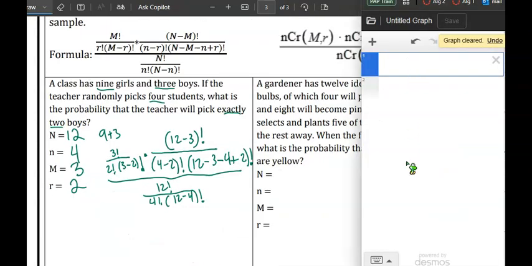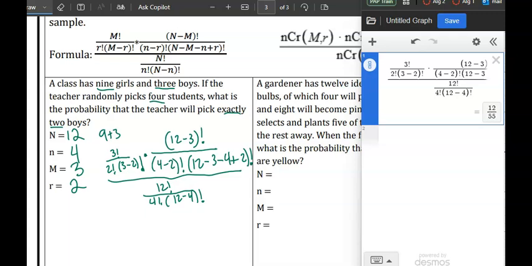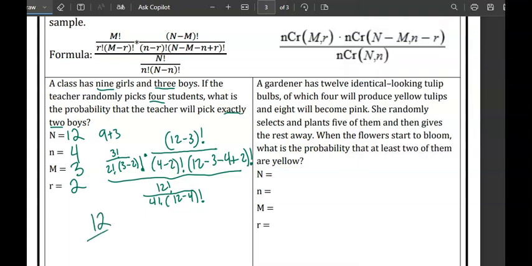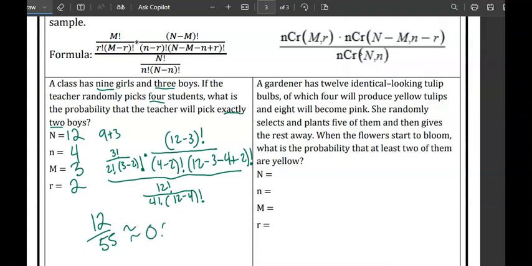And then we'll put this into the calculator. We get 12 over 55, which gives us about 0.22, or 22%.